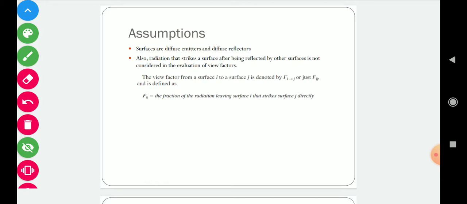The view factor from a surface i to a surface j is denoted by Fij. Ij means the energy is radiating from surface i and striking surface j, or we simply write Fij. This Fij means the fraction of radiation leaving surface i that strikes surface j directly. Directly means directly from here to here.